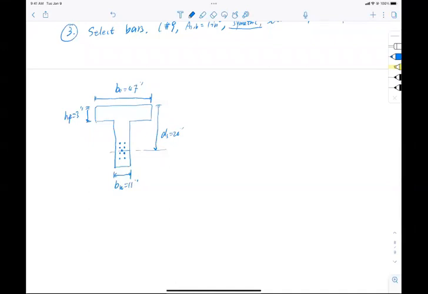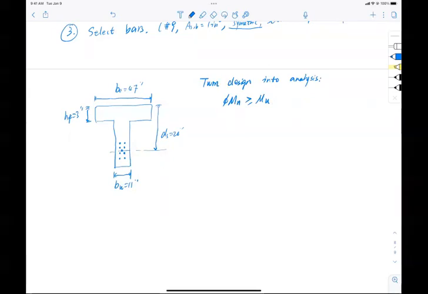What we have here is now turning design into analysis. So this becomes old-fashioned: find phi MN and make sure that it's greater than or equal to MU. That is what we're going to do for Wednesday.